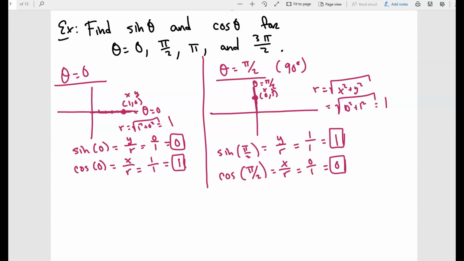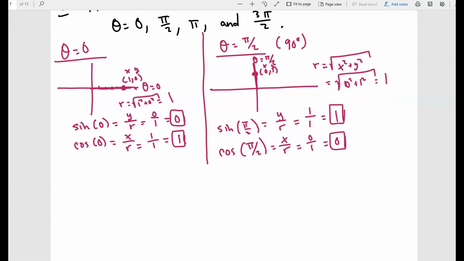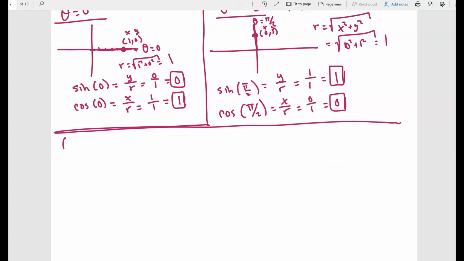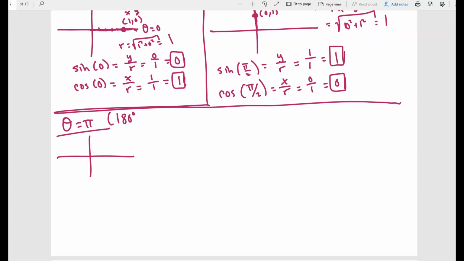Okay. Now let's do the last two, which is pi and 3 pi over 2. So theta equals pi. Okay, so here is going to be pi. If I were to convert this to degrees, this is just equal to 180 degrees. Okay, so theta equals pi is over here, okay, along this line. Okay, so pick a point. I'm going to pick negative 1, 0. Again, you could have used any point that you want, negative 2, 0, negative 7, 0, negative 100, 0. You still would have gotten the same thing.